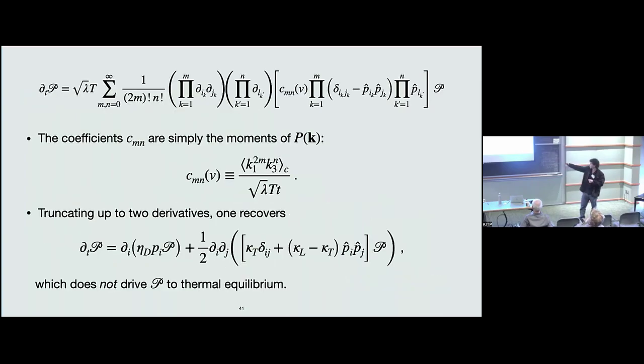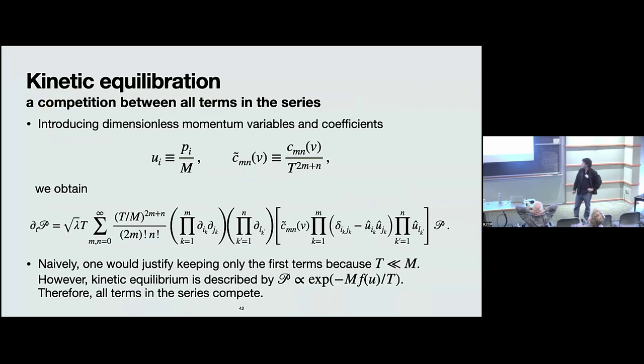So yeah, again, these coefficients are just numbers that you can calculate from the distribution I gave you earlier. And if you truncate up to 2 derivatives, you get exactly the equation that I gave you earlier, which does not reach local thermal equilibrium with the plasma. Okay, so let's investigate this now that we have a bigger equation with more features.